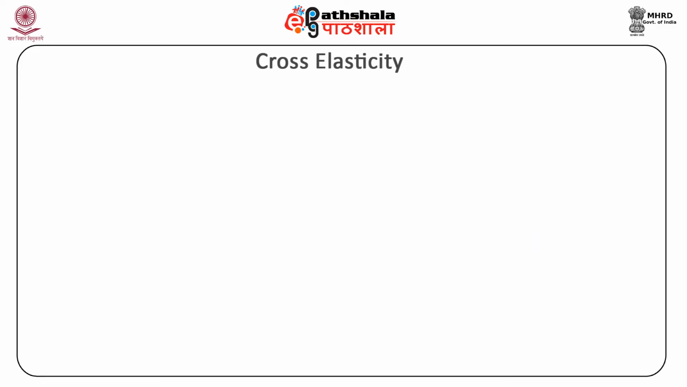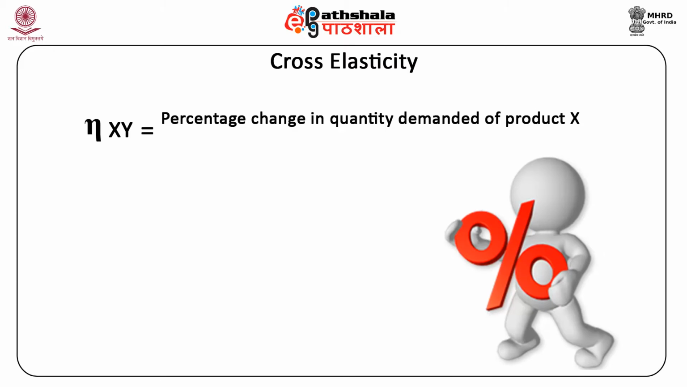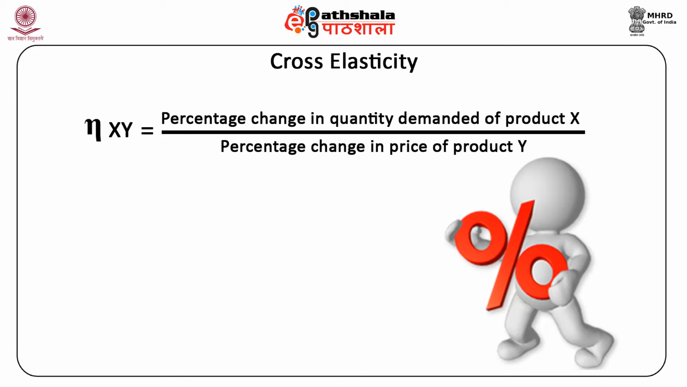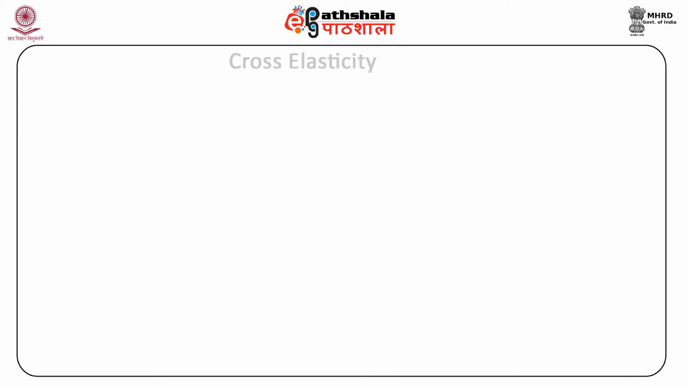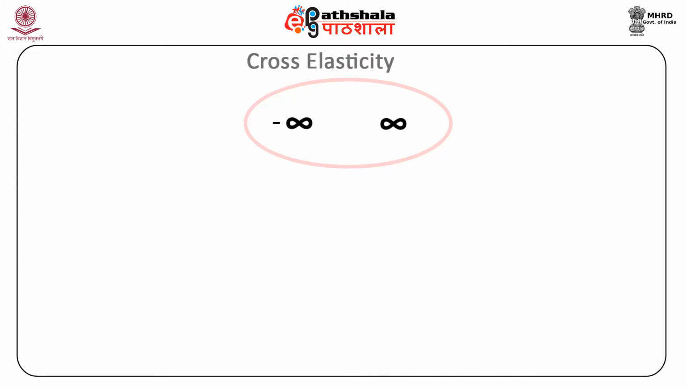It can be represented as ETA-XY, such that ETA-XY is equal to the percentage change in quantity demanded of product X divided by the percentage change in the price of product Y. That is, delta Qx divided by Qx multiplied by Py divided by delta Py. Cross elasticity can vary from minus infinity to plus infinity. In other words, the range of cross elasticity is minus infinity to positive infinity.